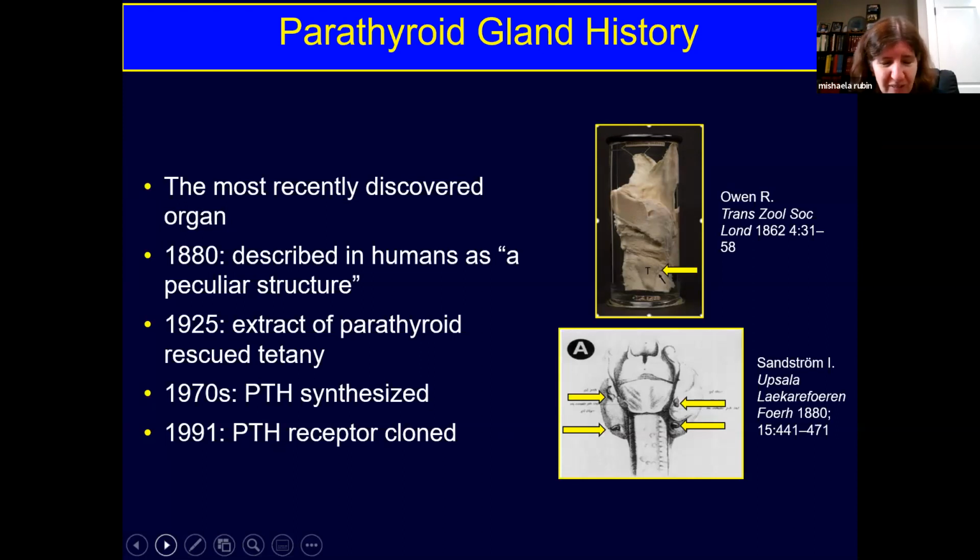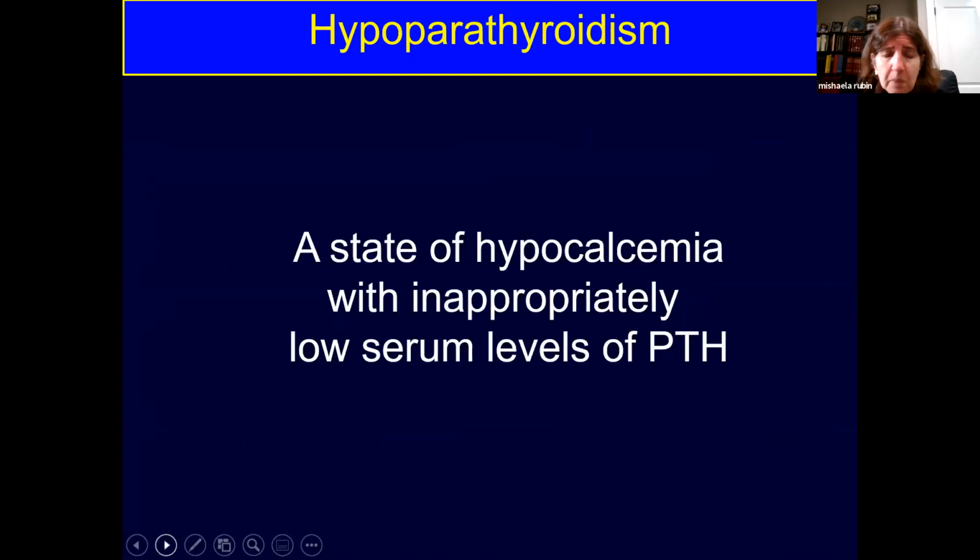It was identified in a rhinoceros first in 1850, and then a Swedish medical student drew it out, as we see in this diagram here. Nobody really had any interest in it, but he did manage to publish it in a local journal. Nobody thought much about it until 1925, when it was realized that the extract of the parathyroid could rescue tetany. Eventually it was synthesized and the receptor was cloned. And we're still part of the unfolding history of parathyroid disease and use of parathyroid hormone today.